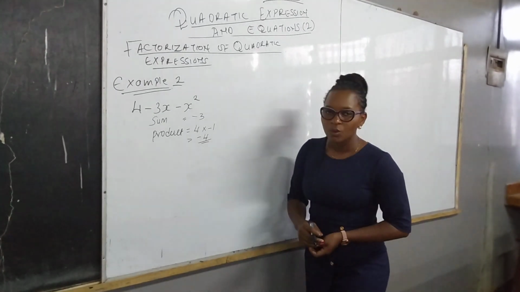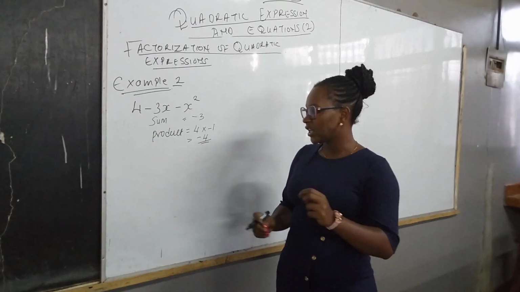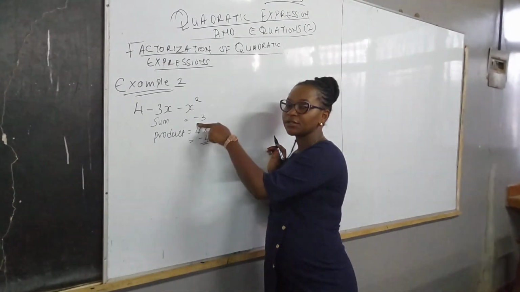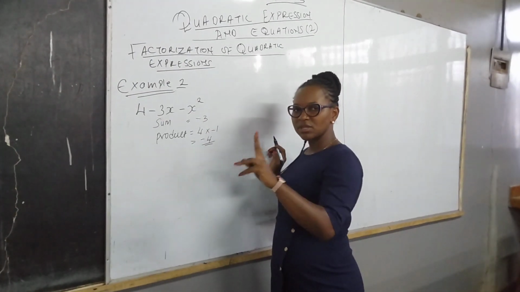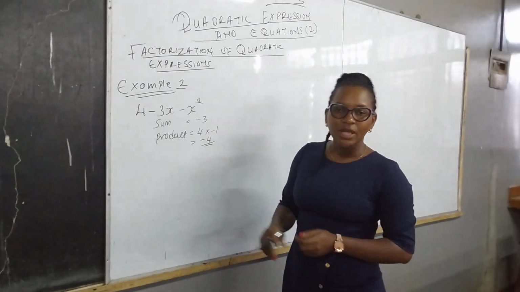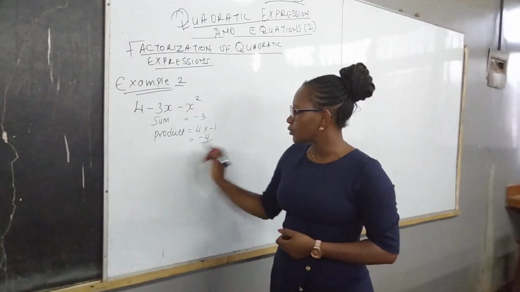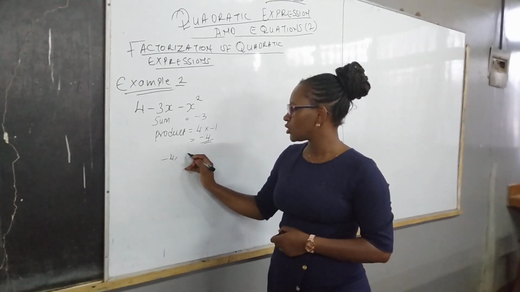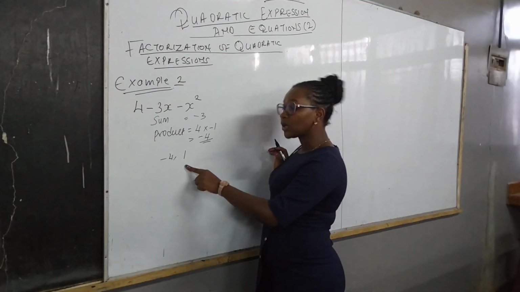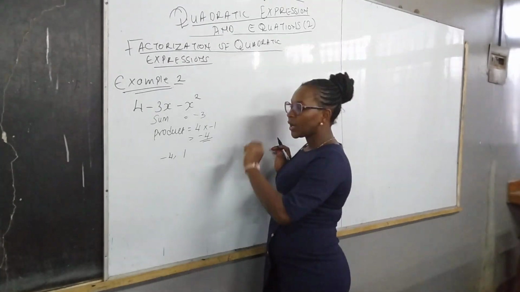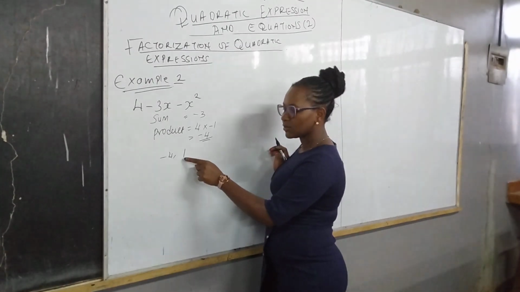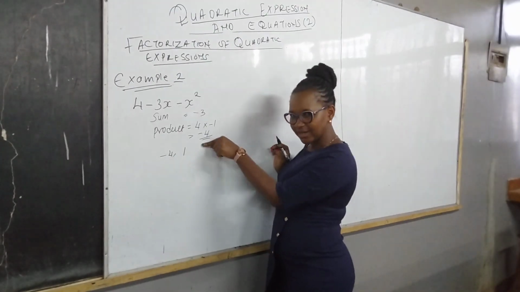Then from there, we have to find two numbers, such that when we add them, we get negative 3, and when we multiply the same numbers, we get negative 4. And what are those numbers? Those numbers will be negative 4 and positive 1. When you say negative 4 plus 1, we get negative 3. And negative 4 times 1, we get negative 4.